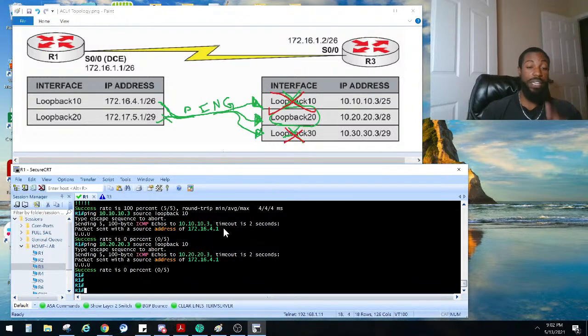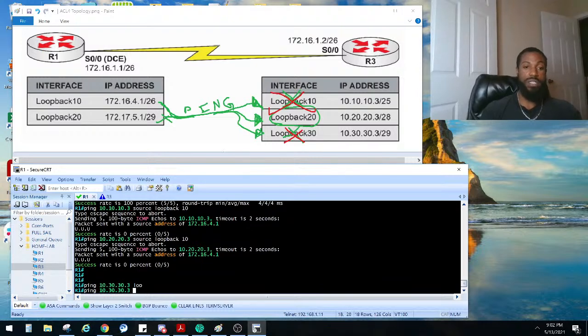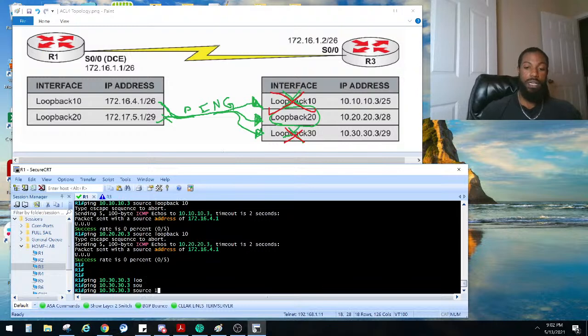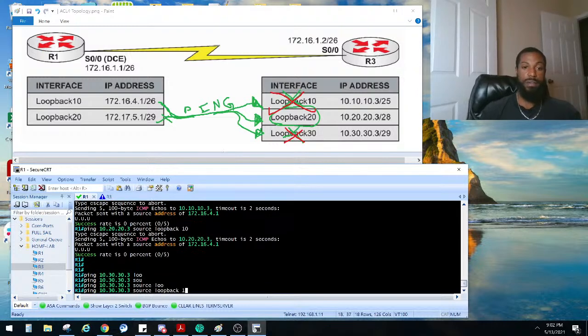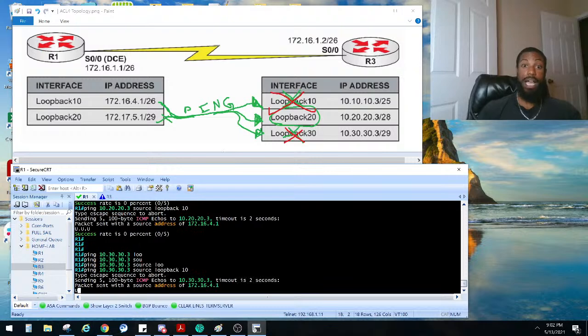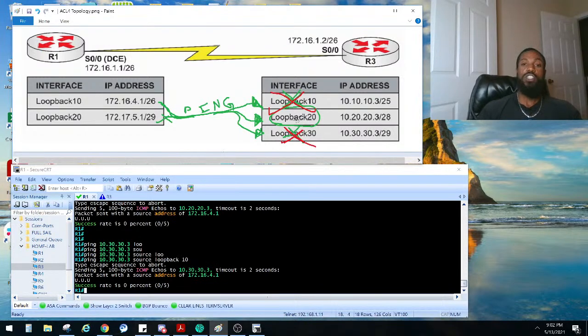So, that looks like we need to do some troubleshooting. We might need to add a line to our list there. Ping 10.30.30.3 from source loopback 10. That's blocked too. Oh yeah, that's what we wanted. Duh. This is blocked. So this one does not work, and we need to make sure that this one works. This one got blocked. We need to make sure it works.